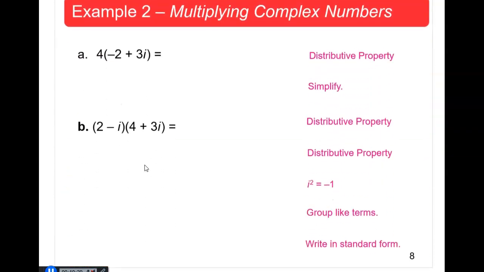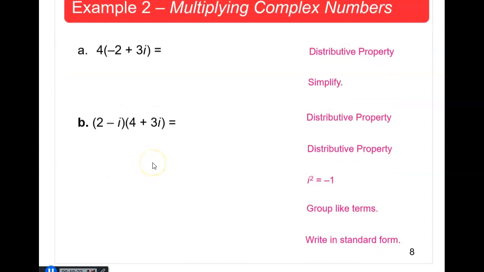Okay, next we're going to move on to multiplication. So first we're going to use the distributive property. So here 4 times negative 2 will be negative 8. Then 4 times 3i will be positive 12i. And that's it. That's all we have to do.